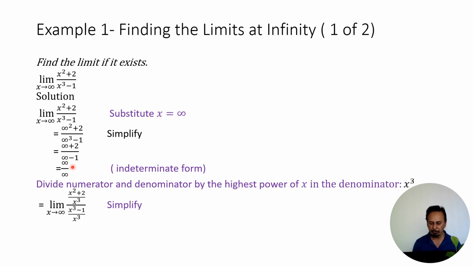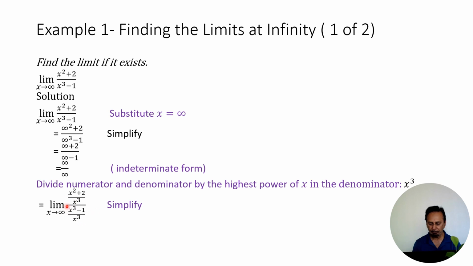So now we have infinity in the numerator and infinity in the denominator. As per the guidelines, we're going to divide the numerator x squared plus 2 and the denominator x cubed minus 1 by the highest power of x in the denominator. The highest power of x in the denominator is x cubed. So we're going to divide x squared plus 2 by x cubed, and x cubed minus 1 by x cubed.